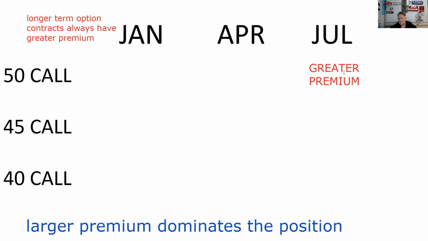I want to just fix that. Greater premium. Of the 3 we're looking at, I'm just going to say greatest of the 3 we're looking at. So I'm going to clean that up and say of the 50 calls we're looking at, this is going to have the greatest premium because it's a little longer term. And of the 3 we're looking at, this one is going to have the lowest premium.